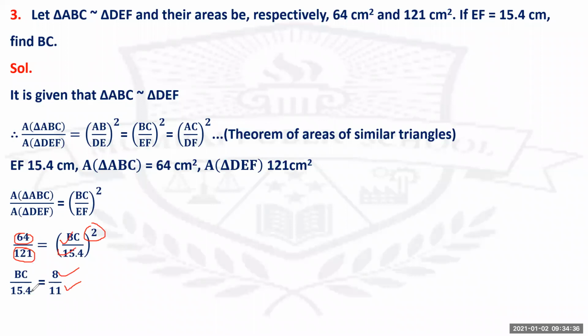Now to get the value of BC, you will shift 15.4 to the other side. So therefore, BC equals 8 into 15.4 divided by 11. After the calculations, you'll get BC as 11.2 centimeters. So this kind of questions you're going to get in your examinations. Understand this? So practice this a lot. Just keep on practicing, because math is a subject of practice. You can remove the screenshot of this, so that we'll move ahead to the next question.